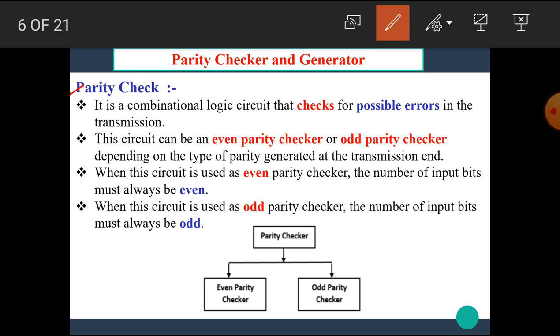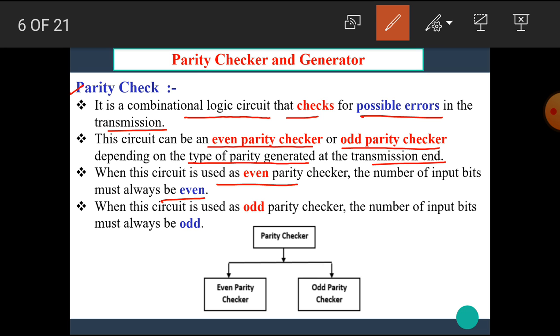The parity checker is a combinational logic circuit that checks for the possible errors in the transmission. The circuit can be an even parity checker or an odd parity checker, depending upon the type of parity generated at the transmission end. When the circuit is used as an even parity checker, the number of input bits must be even. When the circuit is used as an odd parity checker, then the number of input bits must always be odd.